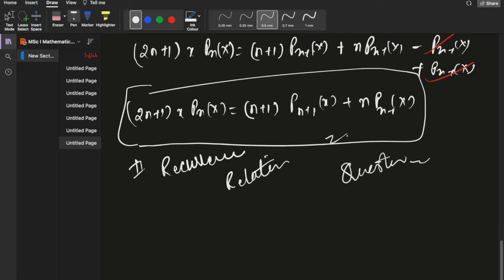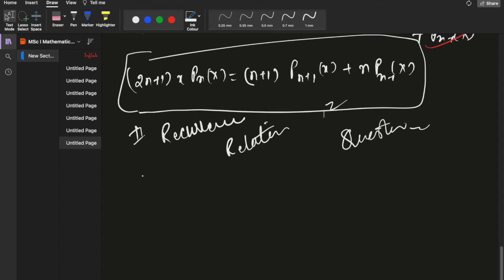Alright, so this is how we will derive. Okay, if we take another question from the generating function of Legendre polynomial, question 2.